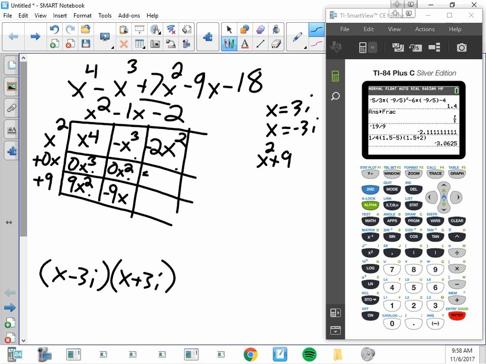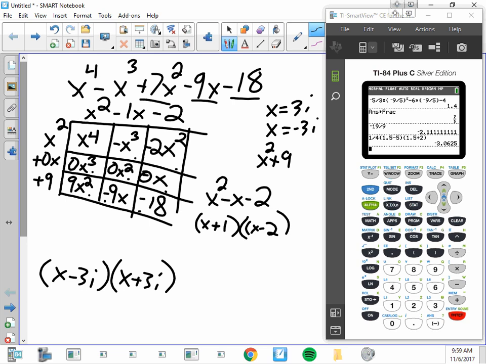And now I should end up with the two numbers that I'm left with. So 0x and negative 18. This box and this box need to add to be negative 9. And they do. And this box needs to add to be negative 18, and it does. I'm now left with the quadratic x squared minus x minus 2, which factors into x minus 1, x plus 1 and x minus 2. Those are my factors. And my roots are 2 and negative 1.